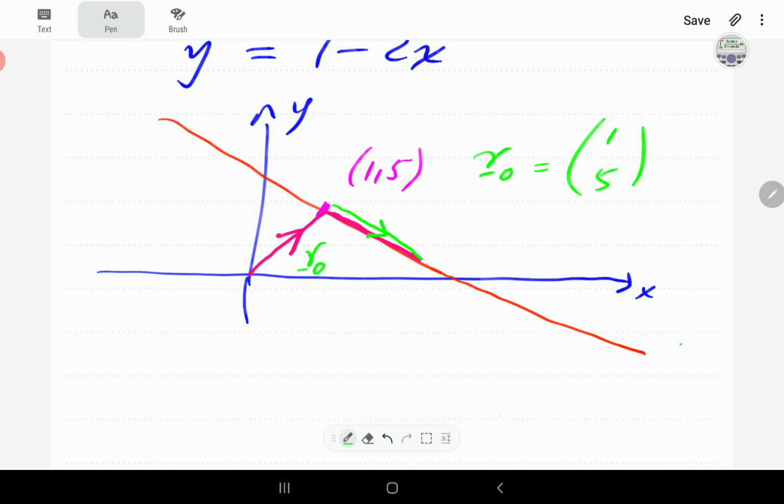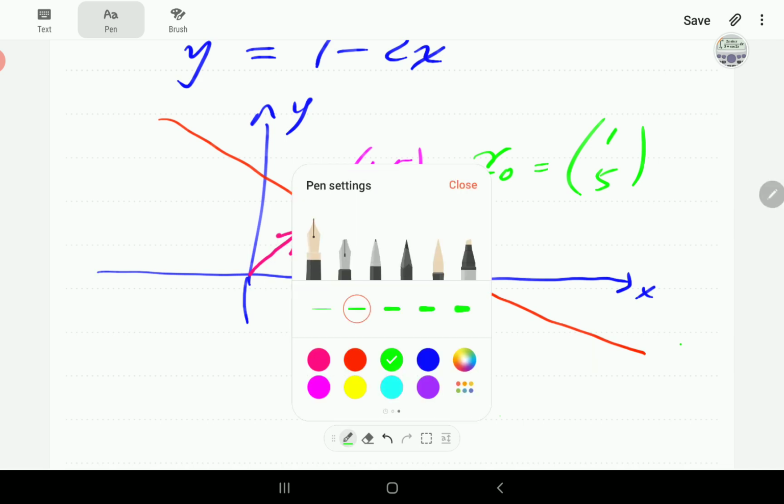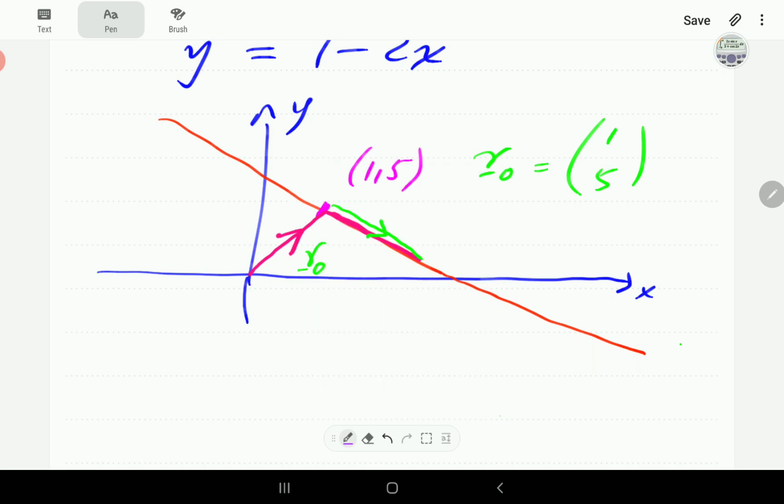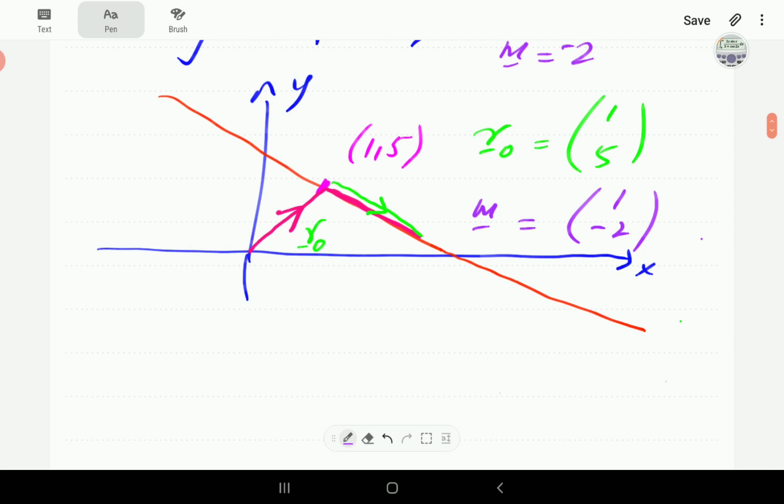So we use that, and then we add multiples of the direction vector of the straight line. The direction vector for the straight line, since the gradient is -2, we say the direction vector is (1, -2): for every displacement of 1 in the positive horizontal direction, there is a corresponding displacement of -2. So this could be an example of the vector m.